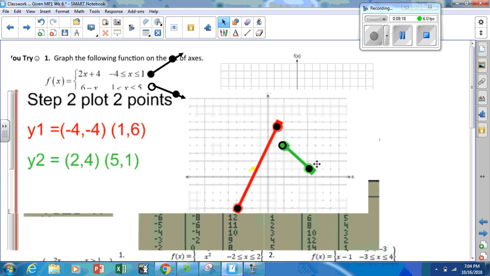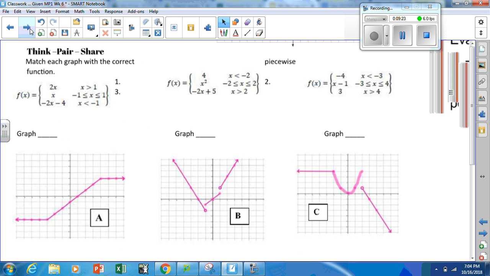All right, let's go on to the next problem. Let's consider the following. Here we are. We're asked to match each graph with the correct function. How in the world will we do this? I'm glad you guys asked. That's why I like teaching you guys. You asked the right question. What we're going to do is continue this question of closed circle, open circle, positive slope, negative slope, so we can eliminate a few things.